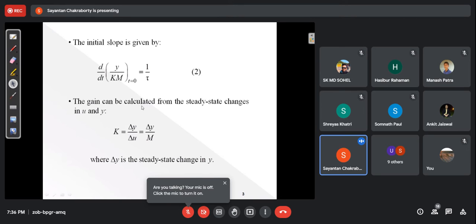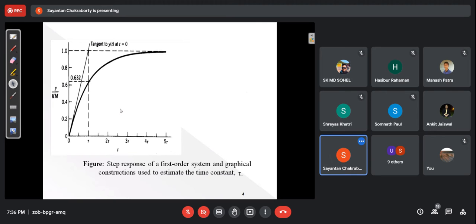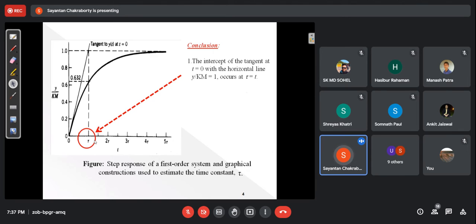So from the response, if you can find the slope and the change in steady state value, then you can easily calculate the two parameters of interest, tau and K. This is a step response of a first order system, and I have drawn the tangent at t equal to 0 to y of t. When it intersects the steady state value of 1, the time it takes is nothing but the time constant, tau. So the intercept of the tangent at t equal to 0 with the horizontal line y by K equal to 1, the per unit steady state value, occurs at t equal to tau.